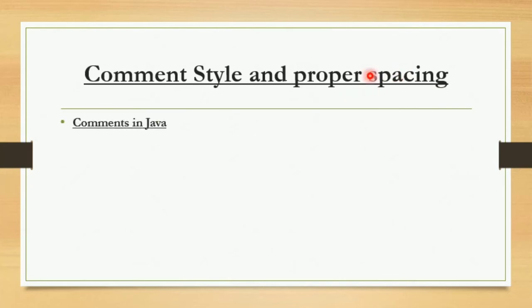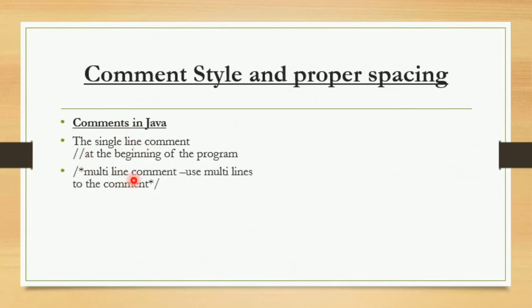First of all, let's see the comments in Java. The first is the single line comment. We use this symbol at the beginning of the line, but it is used on only a single line. If you want to go to the next line, you must start the symbol again. If you want something to act as a comment, you must put this sign at the start of the single line comment.